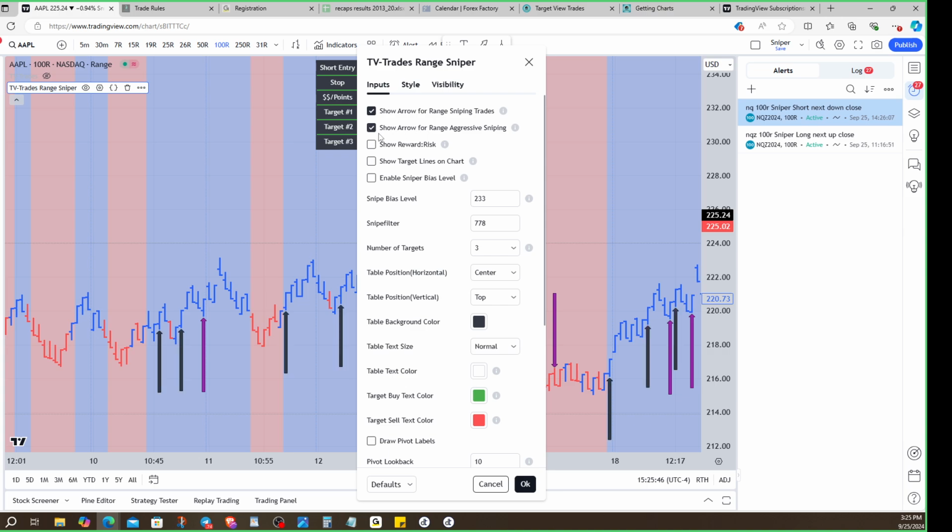Right now I could go in there and set an alert for this, but if I don't have this turned on, it would never show up. Remember, not having it set here is the same as not having it on the chart at all. It's got to be on the chart. It's got to be set on the chart.